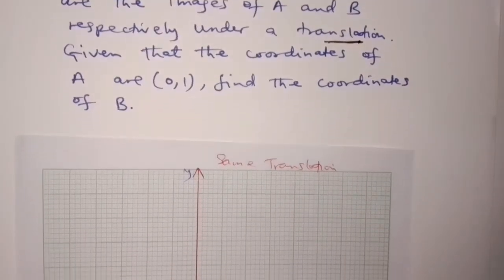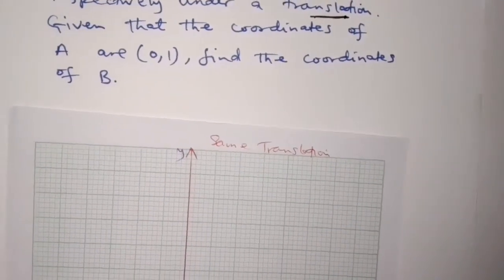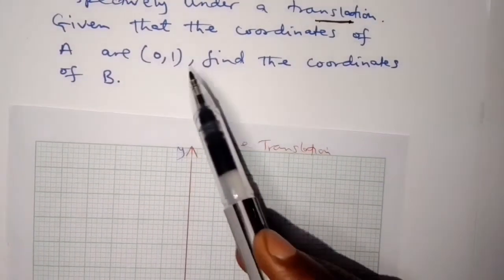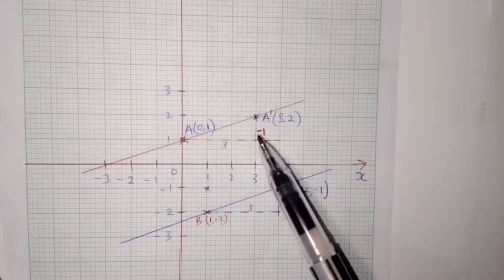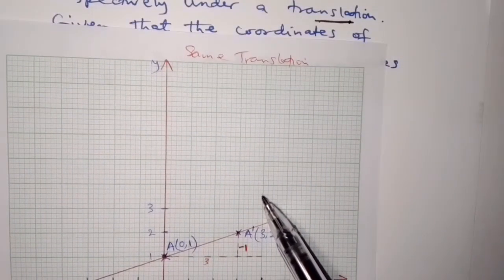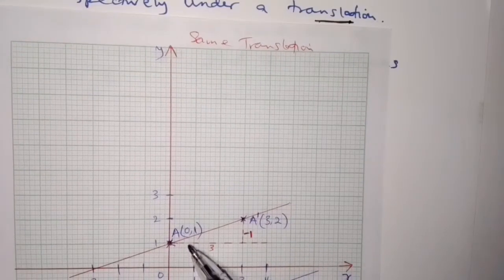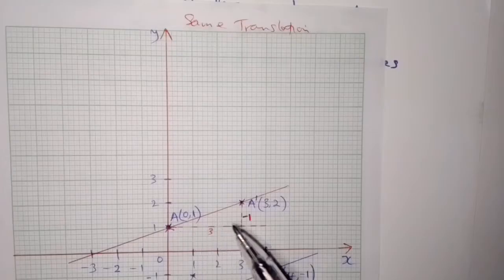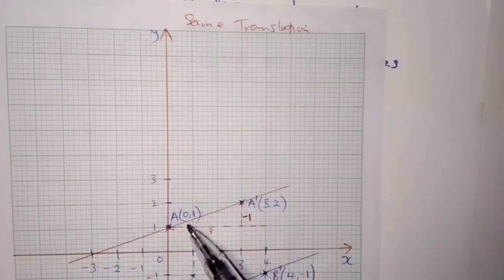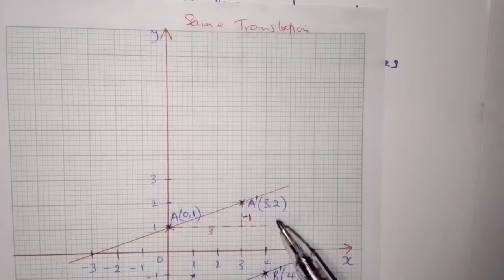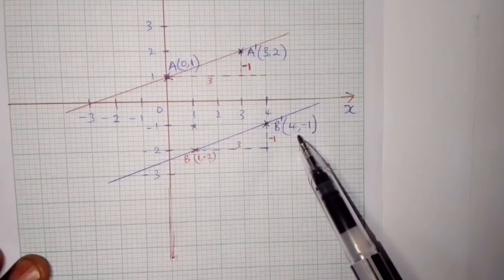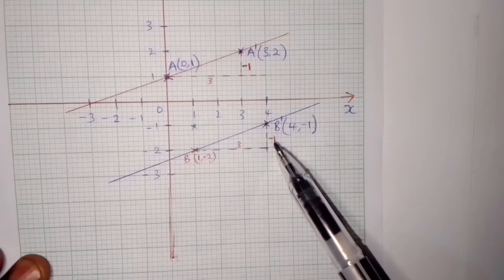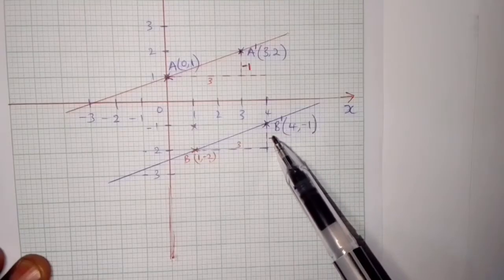So the coordinate of A here is (0, 1). This point A (0, 1) is translated to point A prime (3, 2), and point B prime also has been translated.